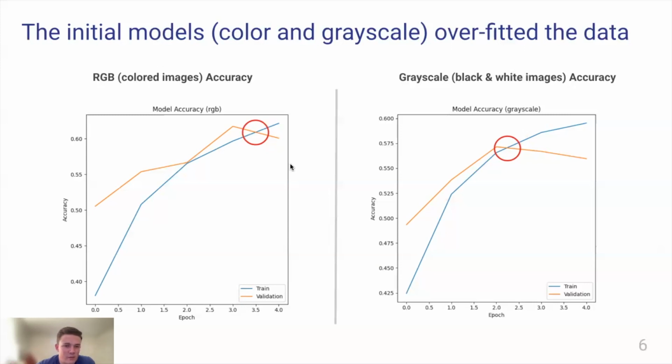But when it's exposed to new data, it doesn't perform as well because it is so closely tied to that training data. I decided to move forward with grayscale, just because all the images are grayscale anyways. I didn't see a need for color, and there's not a huge difference in terms of accuracy or overall performance.